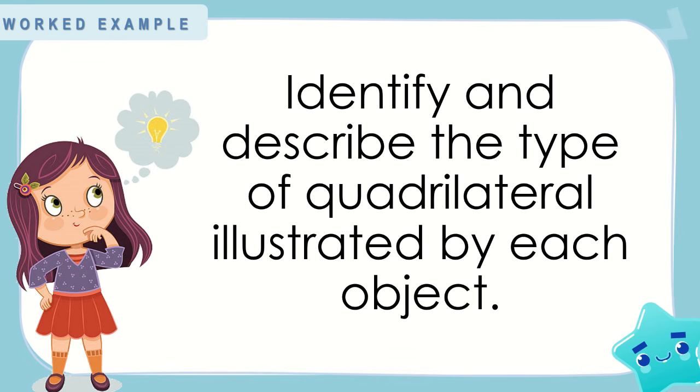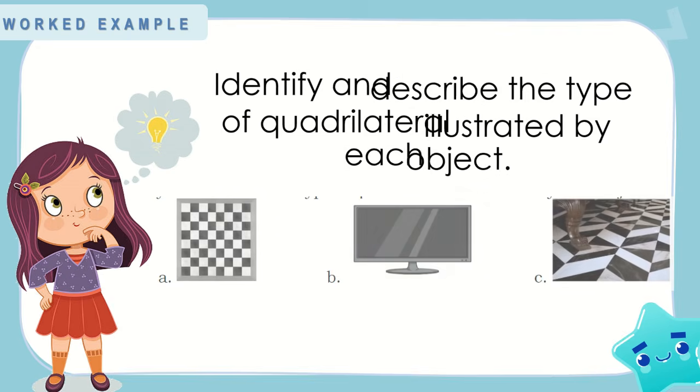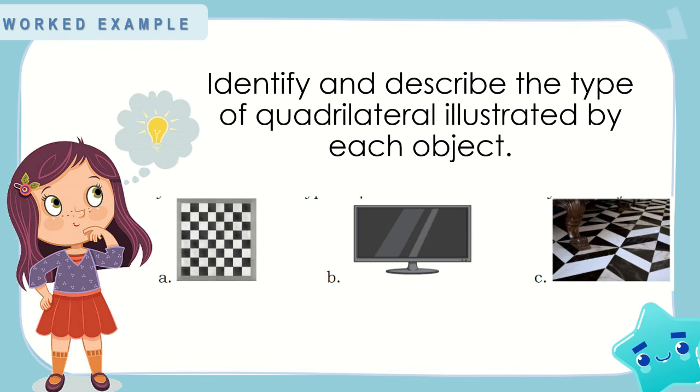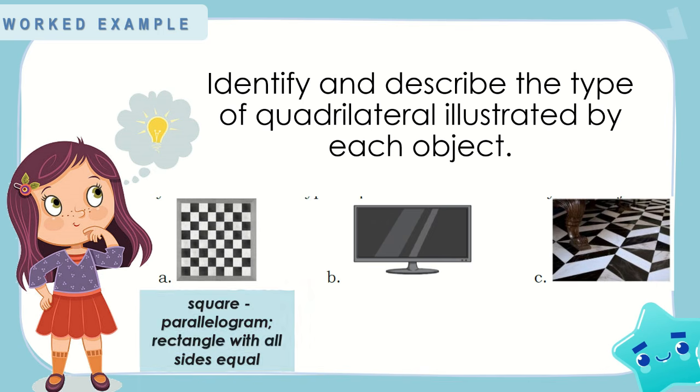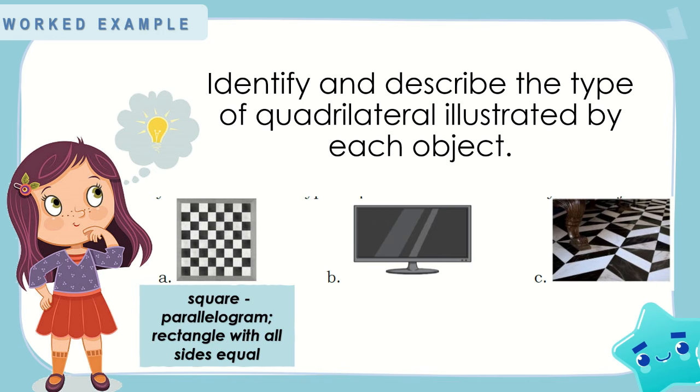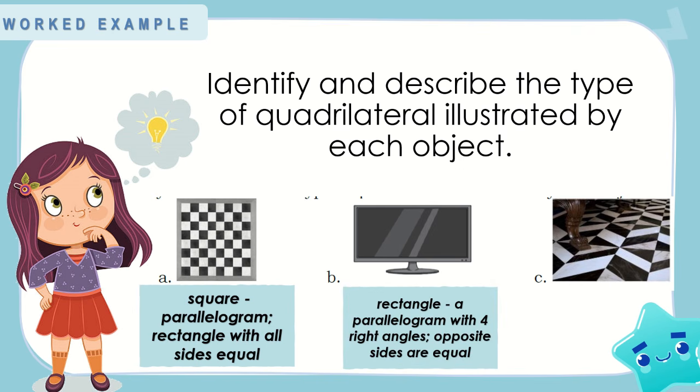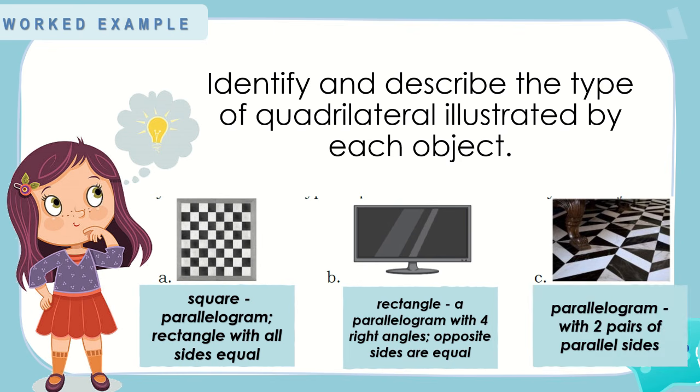For the worked example, identify and describe the type of quadrilateral illustrated by each object. We have letter A, B, and C. You're right, letter A, square, a parallelogram, rectangle with all sides equal. Letter B, rectangle, a parallelogram with four right angles. Opposite sides are equal. And for letter C, parallelogram with two pairs of parallel sides.